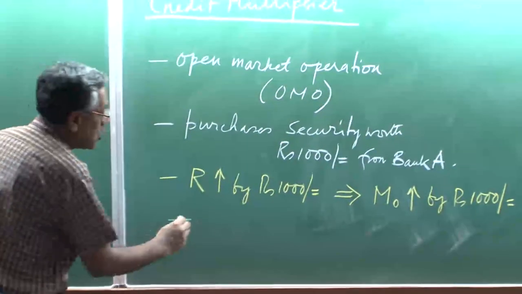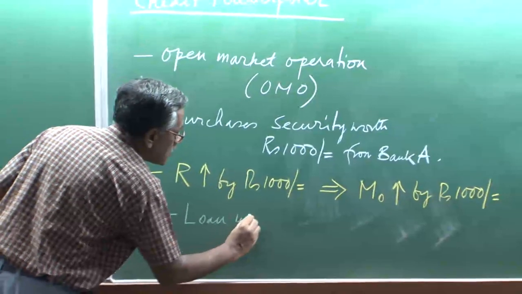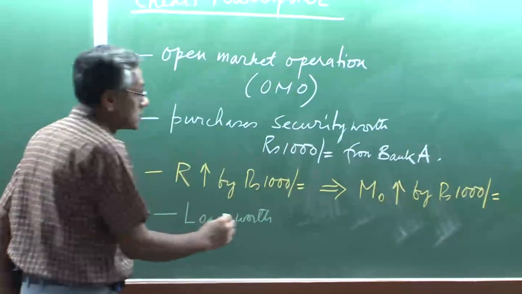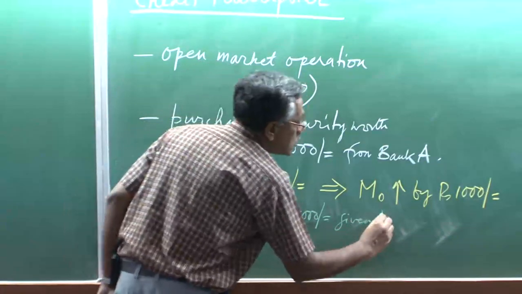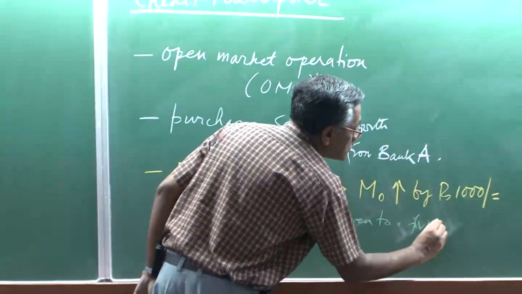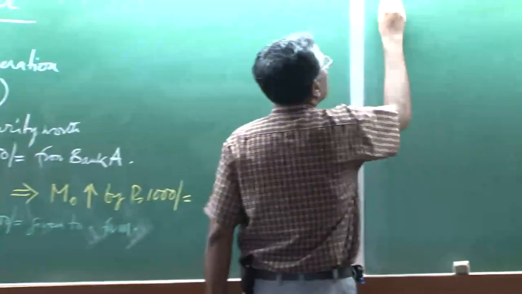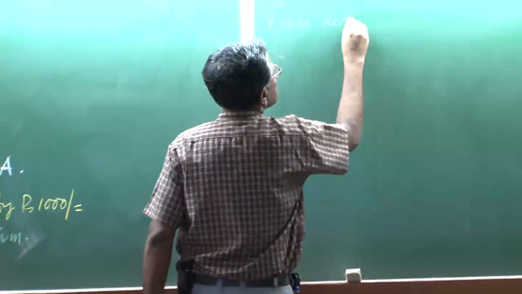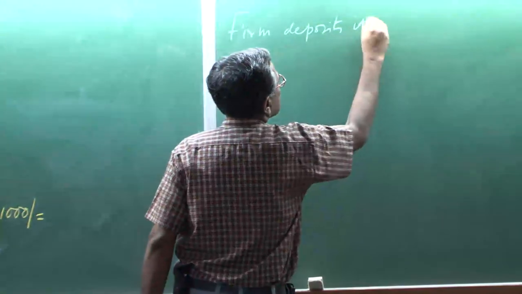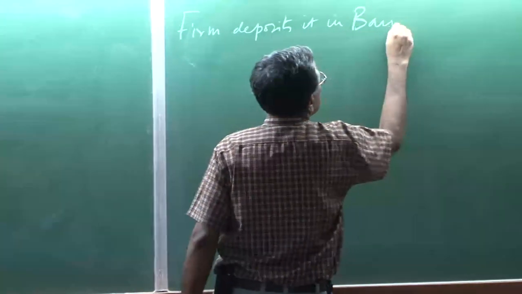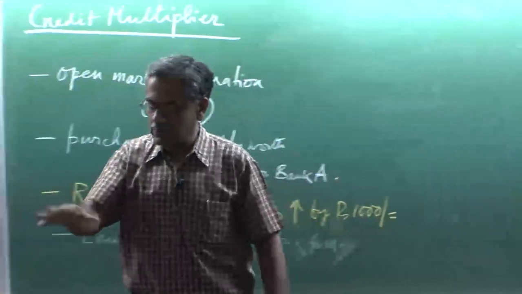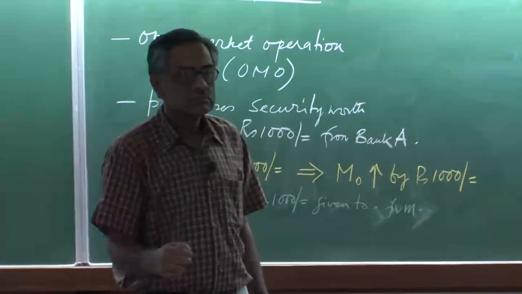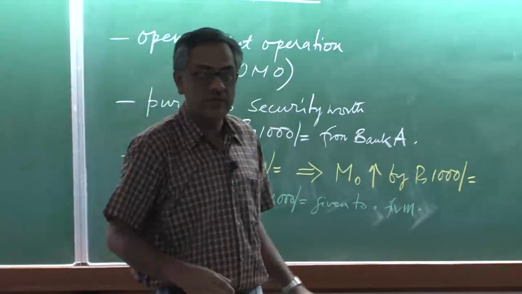Okay. Now, a loan worth rupees 1000 given to a firm, the firm deposits it in bank B. The firm has a savings account in bank B, deposited the money there, having taken the loan from here, and it will use it. What does bank B do?